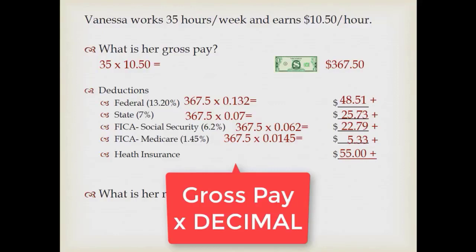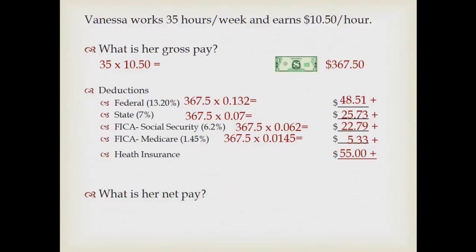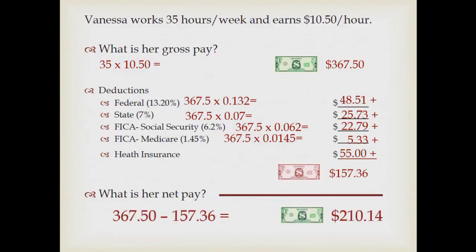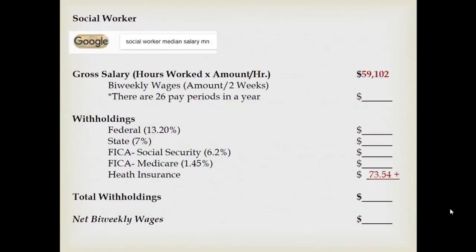For Medicare, her gross pay of 367.5 times 0.0145, which totaled $5.33. When you added in that health insurance, the total deductions was $157.36, which meant to find her net pay, you should have taken 367.5 minus 157.36, and her net pay should have been $210.14. Now, these past examples have all been with hourly pay.